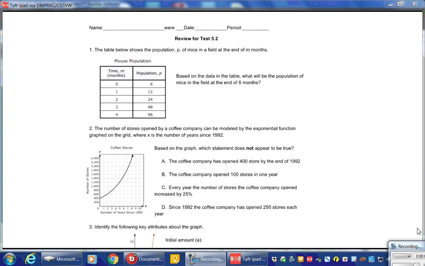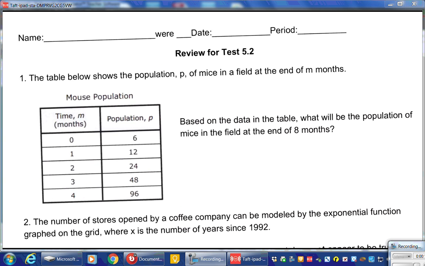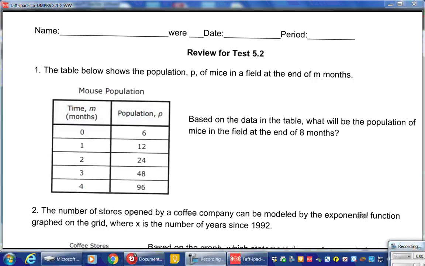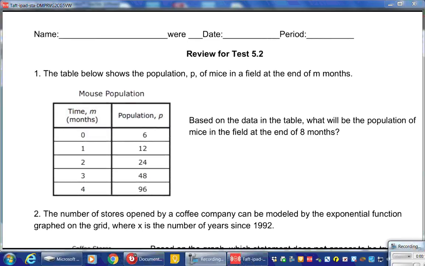Review for test 5.2, exponential functions. Problem number 1 says the table below shows the population P of mice in a field at the end of M months. Based on the data in the table, what will be the population of mice in the field at the end of 8 months?